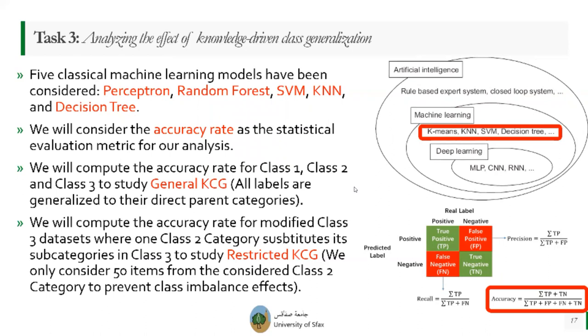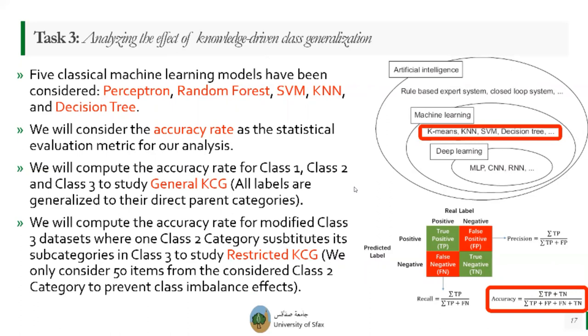We will consider for our study five classical machine learning models: perceptron, random forest, support vector machine, k-nearest neighbors, and decision tree. We will consider the accuracy rate as the statistical evaluation metric for our analysis. We will compute the accuracy rate for class 1, class 2, and class 3 to study general knowledge-driven class generalization. All labels are generalized to their direct parent categories. This is the definition of the general knowledge-driven class generalization.